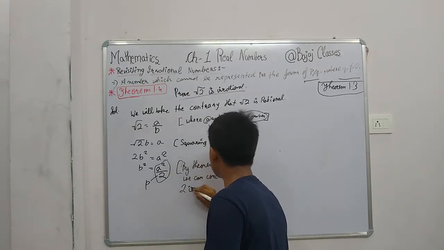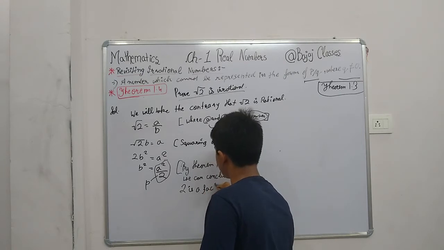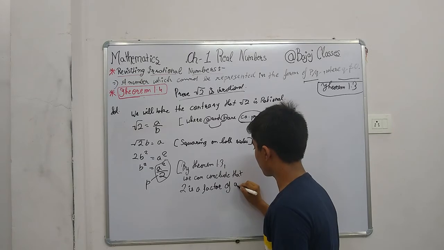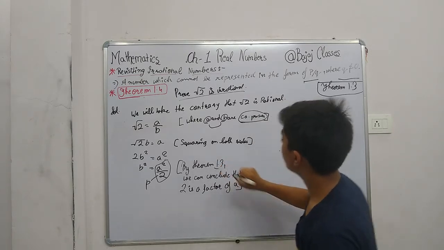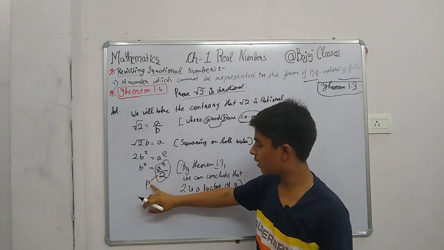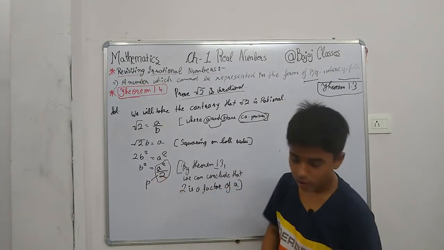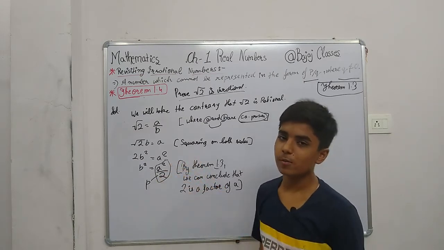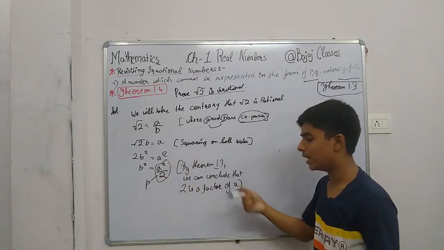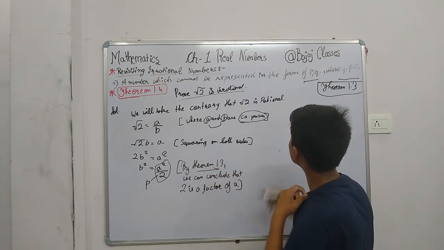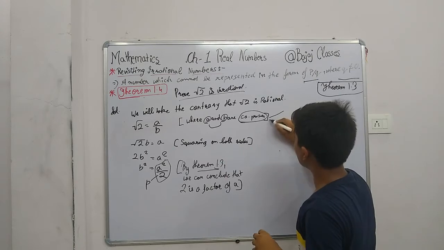2 is a factor of a. So by theorem 1.3 we prove that, because we have a square here and 2 is p. So if a square is divisible by p, that is 2, then a will also be divisible by 2. So this is proven by theorem 1.3, and by proving this, we can link the co-prime assumption with two things.